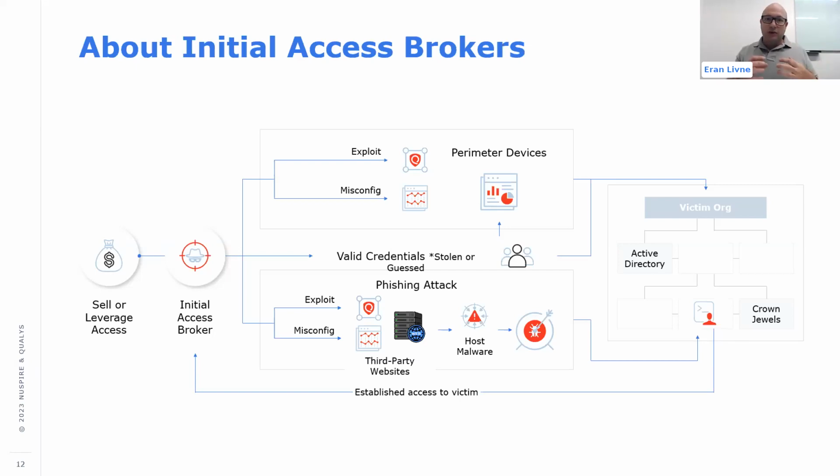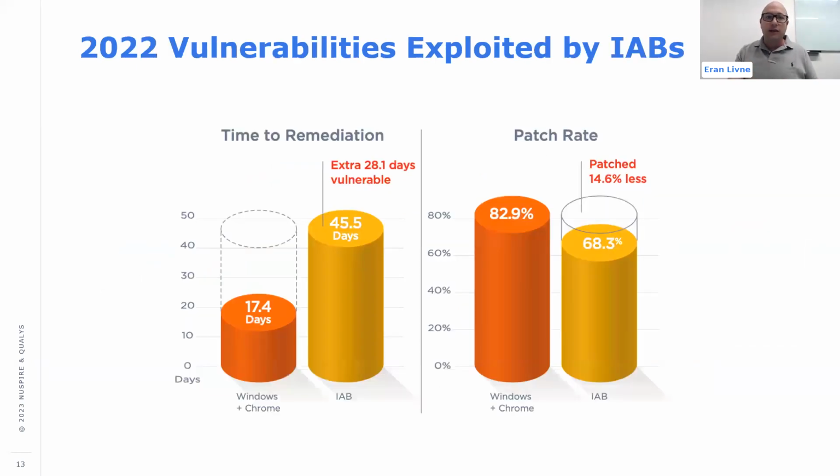Now, what we saw is very interesting. The way they're actually doing it, what they're doing is they're leveraging a different type of vulnerabilities, not the vulnerabilities you can easily automate, not the Chrome, the Microsoft, the easy ones to patch. They're actually targeting very, very unique vulnerabilities. And if you look at the data, for those vulnerabilities on average, it takes 45 days for us to remediate compared to 17 days for the Windows and Chrome.